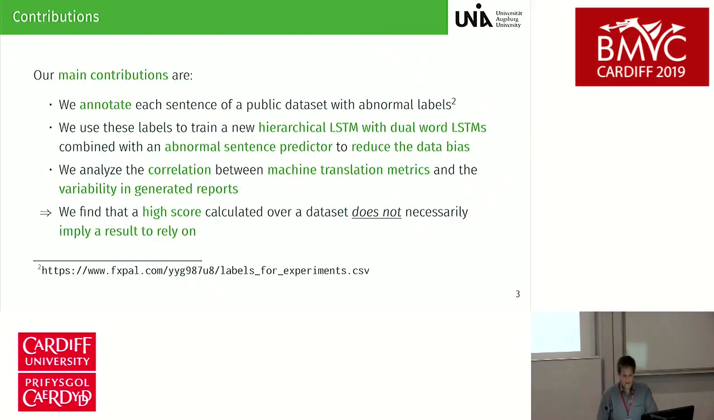So what we did to counteract this issue, we first annotated the data set, so for every sentence within this data set, we annotated whether it's an abnormal sentence or a normal sentence. You can download it at the link below. And we also use those labels to train a hierarchical LSTM that we combined with an abnormality prediction module to reduce the data bias within this data set.